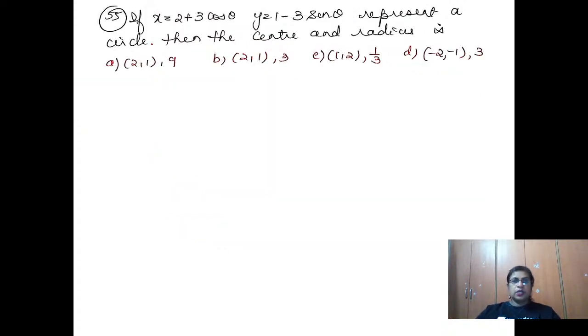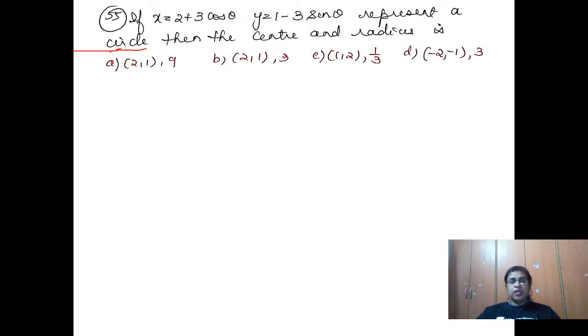Going to the next question. If x is equal to 2 plus 3 cos theta, y is equal to 1 minus 3 sin theta, and they have told it represents a circle, then what is the center and radius of that? Okay, what is the center and radius?